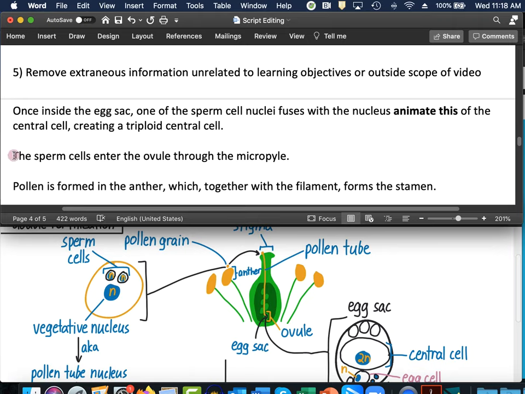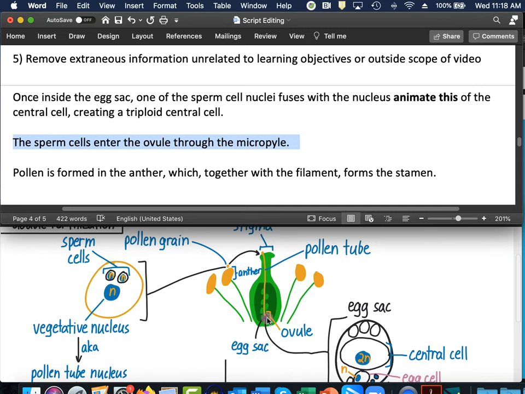Another example here, the sperm cells enter the ovule through the micropyle. Now that's true, the micropyle is essentially the opening in the ovule where the sperm cells can enter. But this fact isn't necessary for my students to understand the genetic aspects of double fertilization and how the two resulting cells are formed. So instead I would just say the sperm cells enter the ovule. I don't really need to mention that they're doing it through the micropyle.